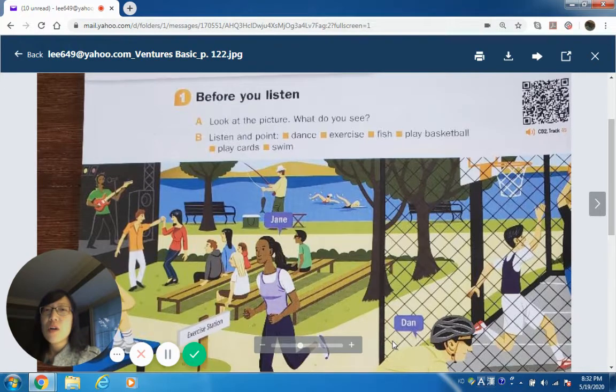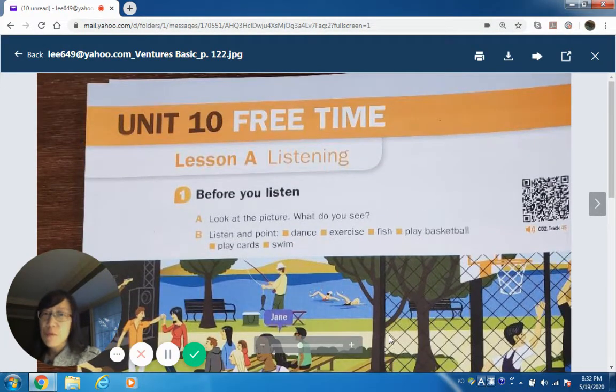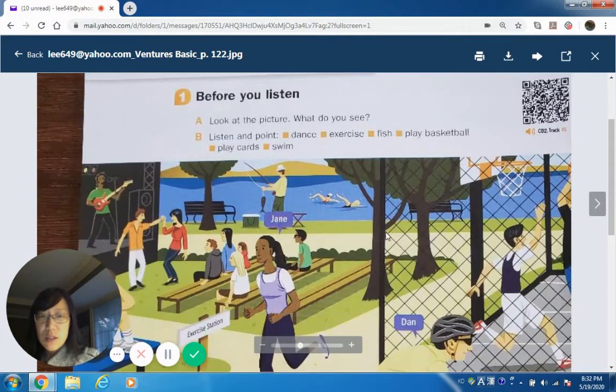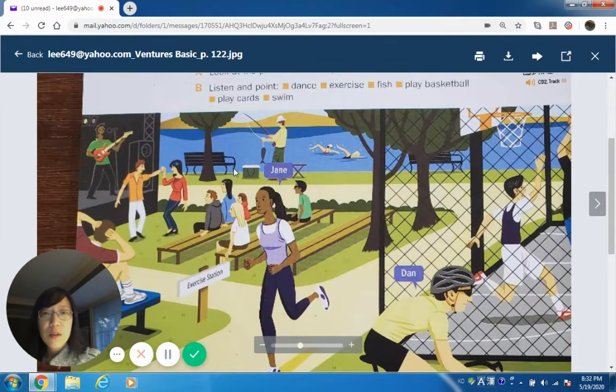Today we will cover Unit 10, free time. So let's talk about all these different free time activities or pastimes you could do. Before you listen, look at the picture. What do you see? Let's take a look at this picture.